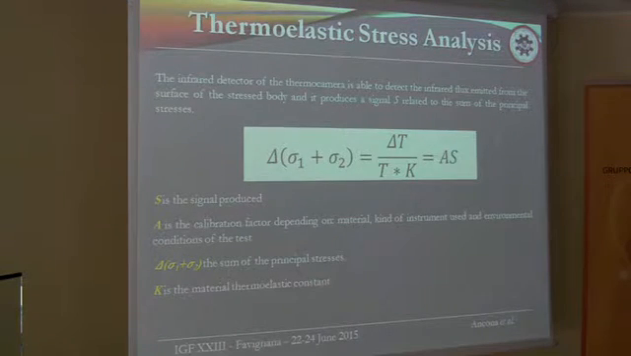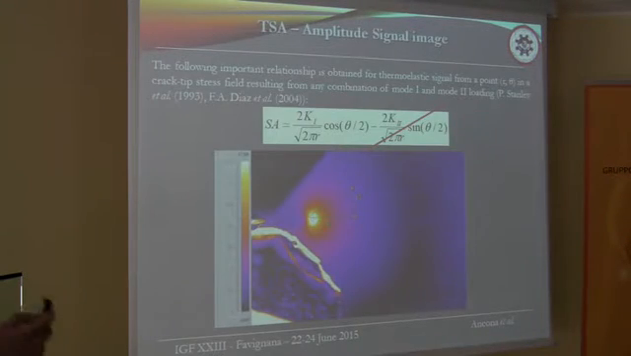The infrared detector of the thermocamera is able to detect the infrared flux emitted from the surface of a stressed body. So it's possible to relate the stress map of a component with the thermoelastic signal through a constant A. This is a calibration factor that depends also on the material, the kind of instrumentation, and the environmental conditions of the test. In this image you can see the signal amplitude image obtained from a fracture mechanics test.